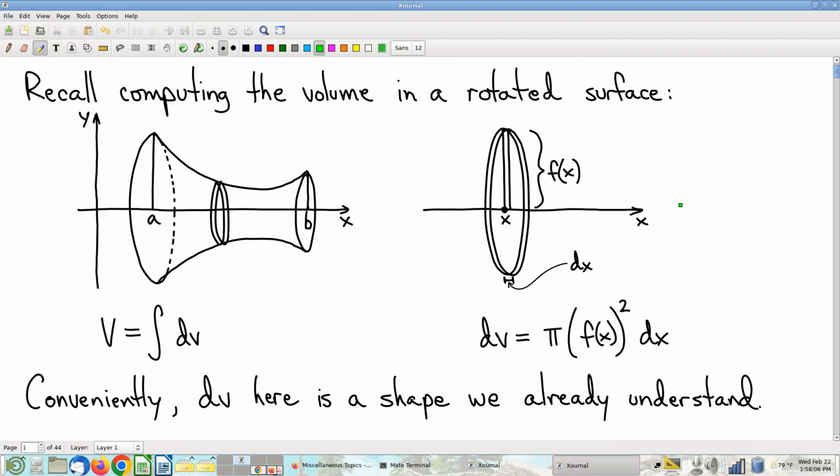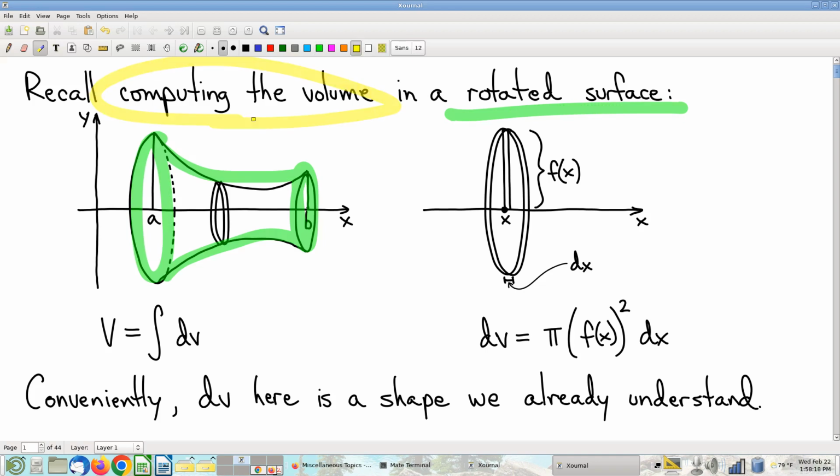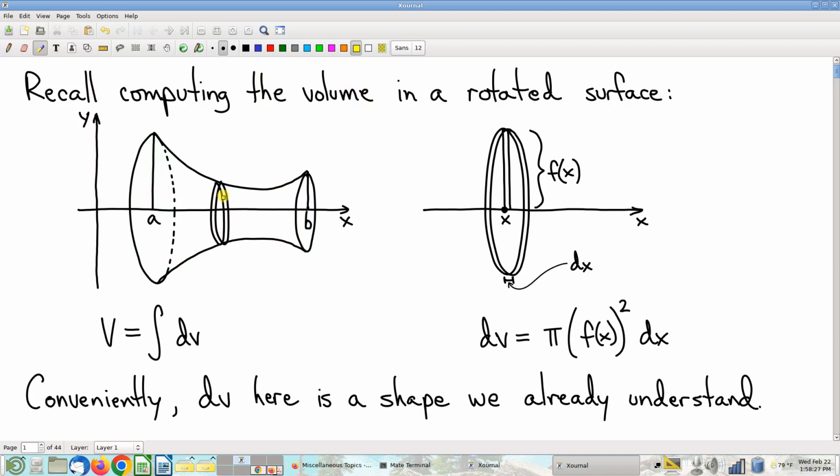Flashbacks to Calc 1. Oh, probably Calc 2. Right? If you have a rotated surface, like this surface here, and you want to compute the volume that's on the inside of that surface, y'all have all seen these kinds of questions. And the big idea is that you understand the volume by slicing it into little slices of volume that look kind of like this, right? And then understanding the slices as much simpler questions.